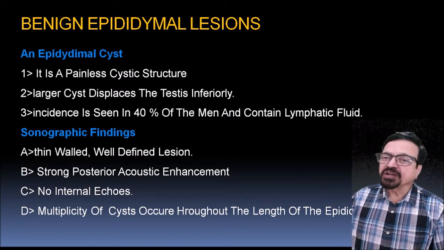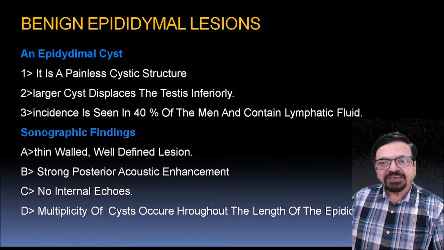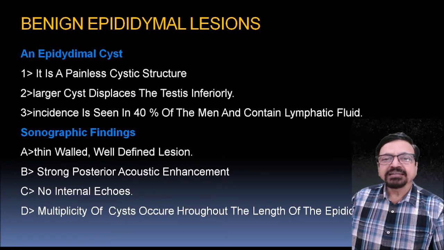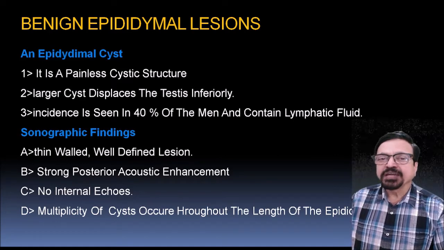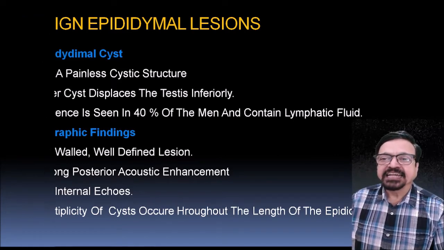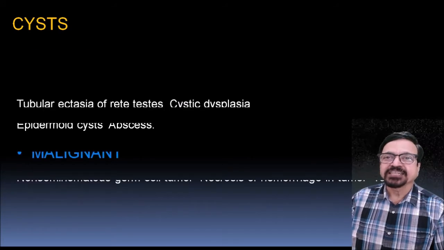Now what are the sonographic appearances? It's a thin-walled, well-defined lesion with strong posterior enhancement and no internal echoes, and multiplicity may be there or they may be unilocular. The multiplicity of cysts occurs throughout the length of the epididymis and indicates different etiologies. We are going to see it as the discussion advances.